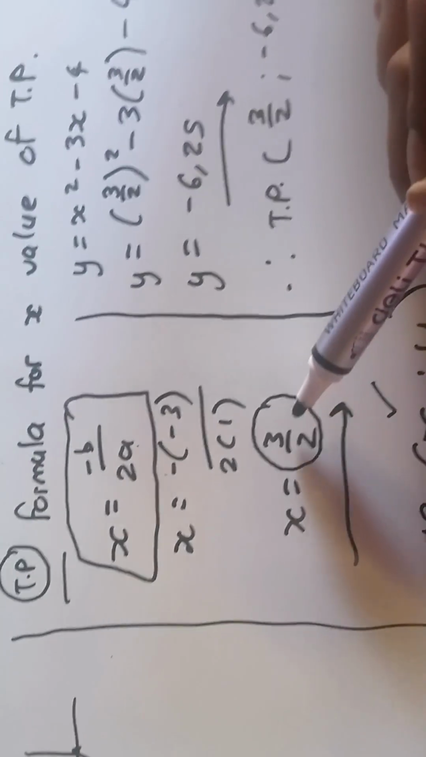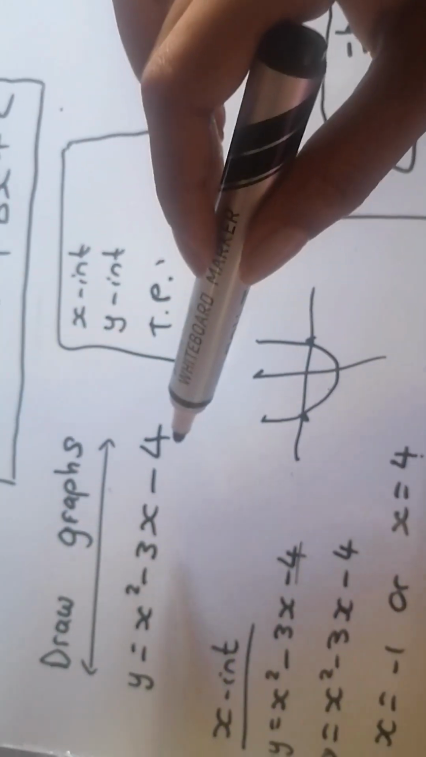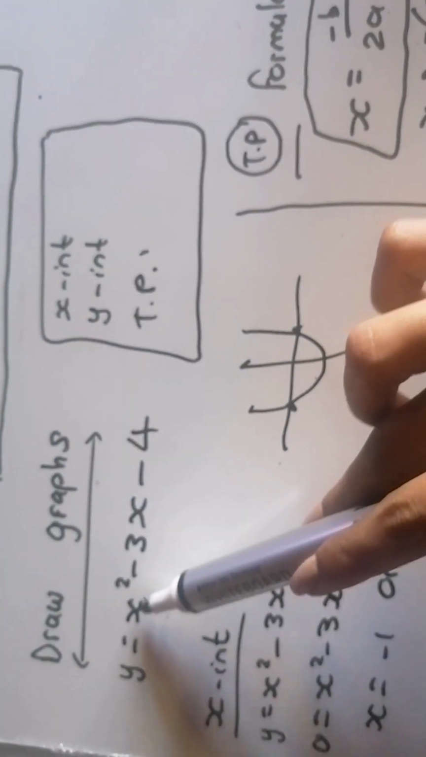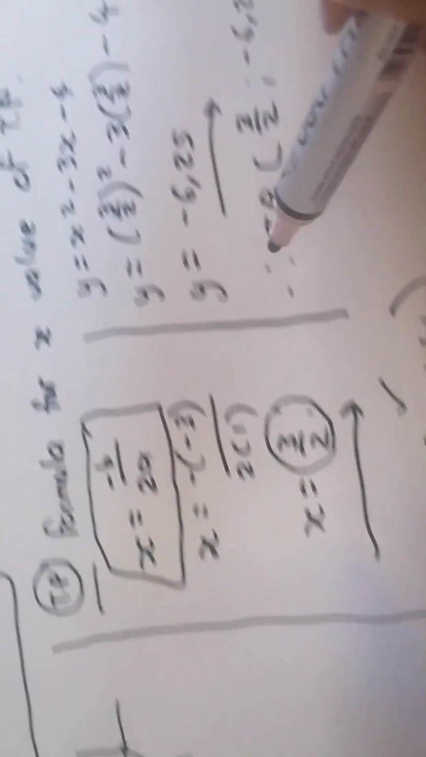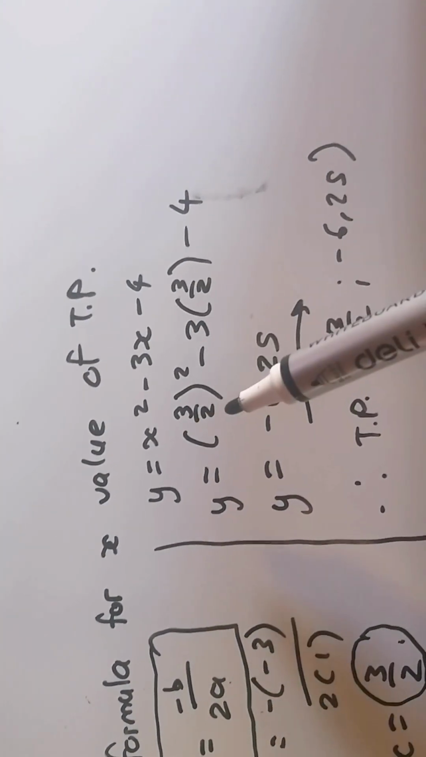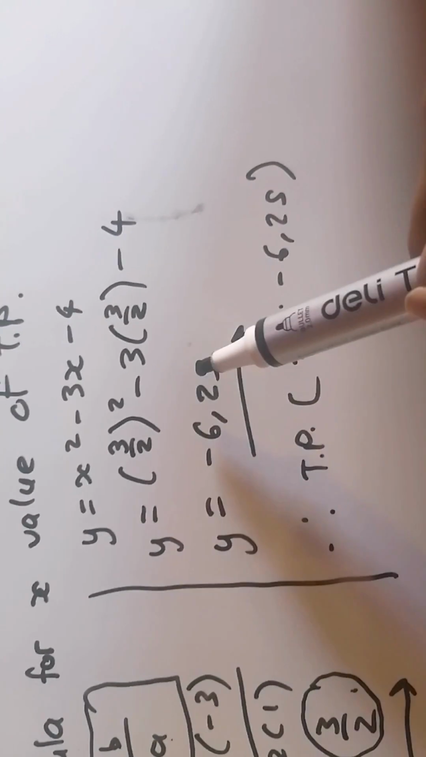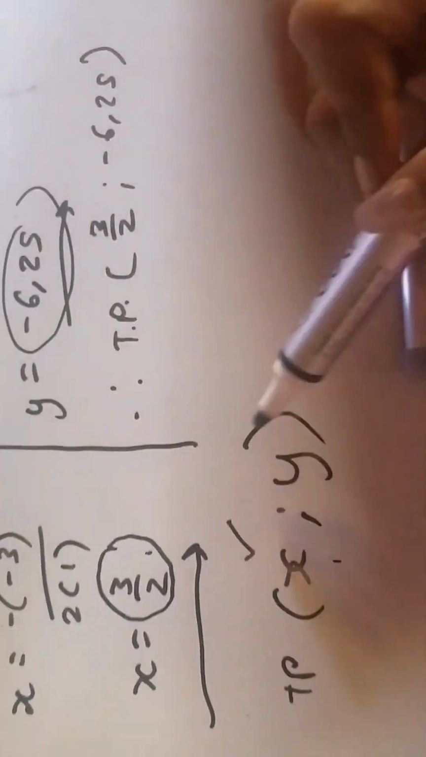All I do is I take this x value and substitute it into my original equation as x. So wherever there's an x, I'll now substitute 3 over 2. That's what I did. I wrote out my equation, and wherever there was x, I substituted 3 over 2. Got an answer. My answer was minus 6.25. Now this is my y value for the turning point.